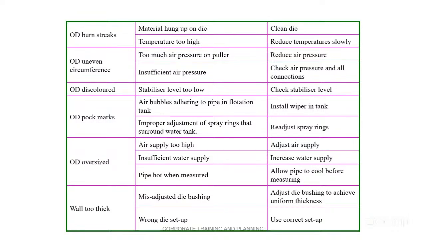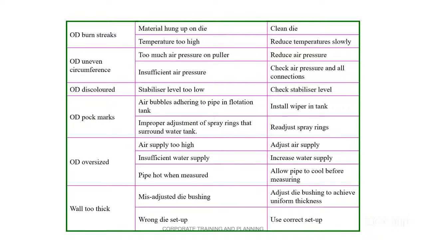Whatever air you are supplying through this die, right? I have shown you the die where we drill the hole through the spider leg at a 90 degree angle through the mandrel, and through which we are passing the compressor air. If this air is very high, then the pipe size will increase, the diameter will increase. Therefore, adjust the air pressure inside the pipe.